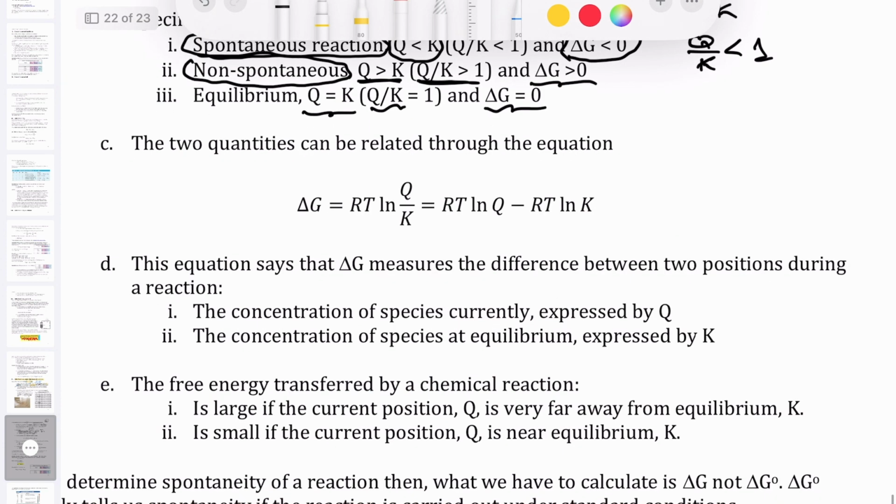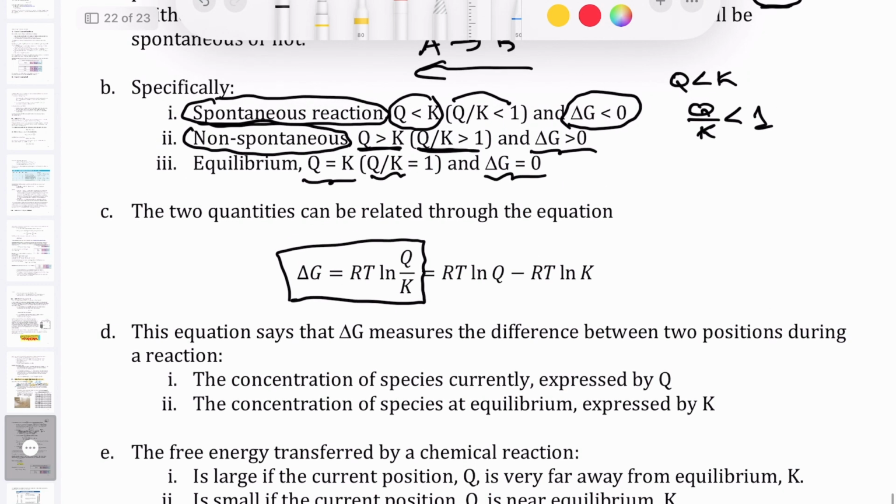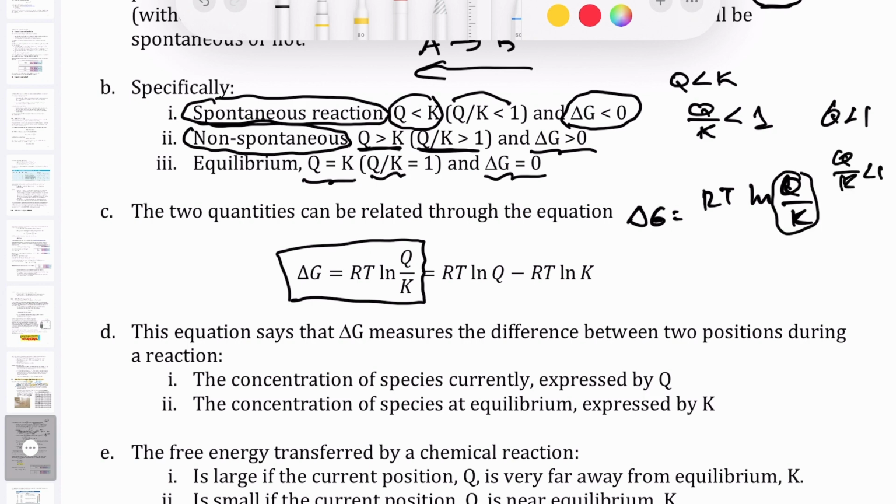Well, the equation that would make sense that we can write is this equation right here, which is delta G is equal to RT ln Q over K. The reason this works is because if you look at that RT ln Q over K expression, it should fit all the three scenarios that we just had. If the reaction is spontaneous, Q over K is less than 1. That means the overall delta G is going to be negative, because if this is a fraction that's less than 1, then ln of that fraction is a negative number, and so we get our delta G to be negative.